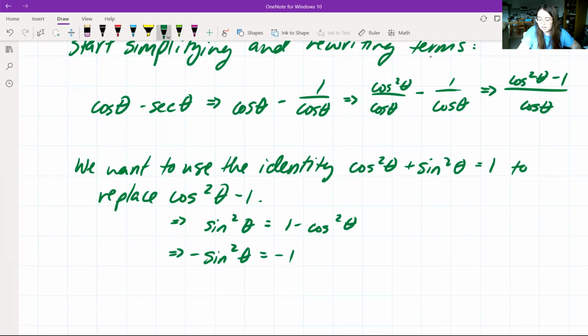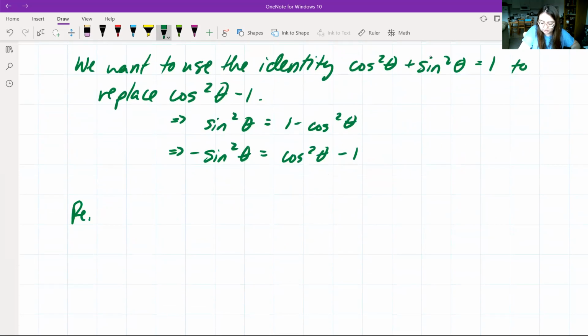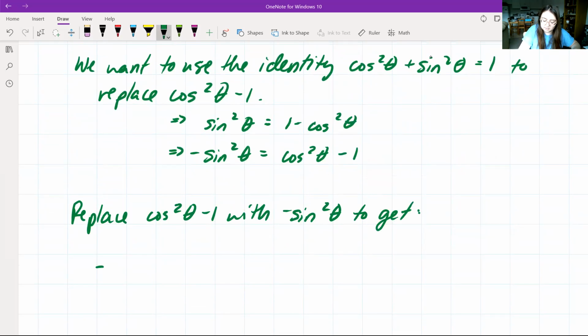This would give us negative 1 plus cosine squared of theta, which we know we can just rewrite as cosine squared of theta minus 1. So we can replace cosine squared of theta minus 1 with a negative sine squared. So we replace cosine squared theta minus 1 with negative sine squared of theta to get negative sine squared of theta divided by cosine of theta.